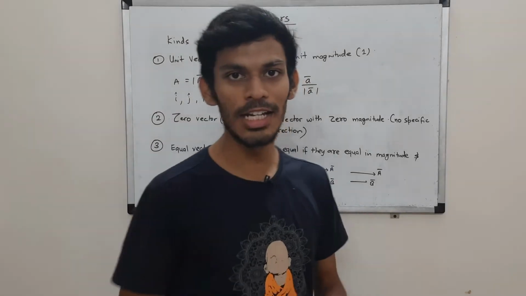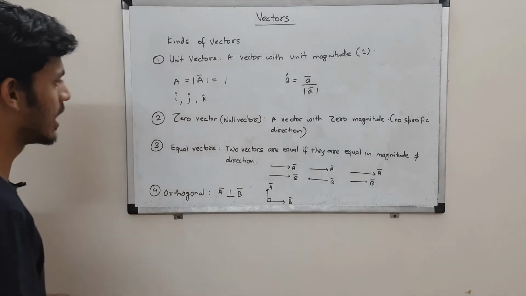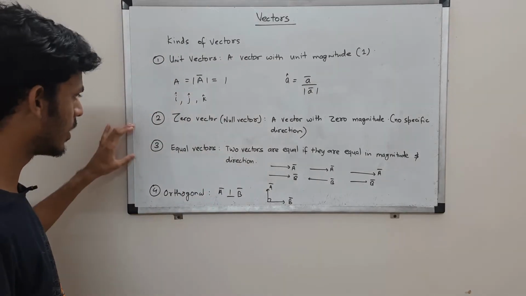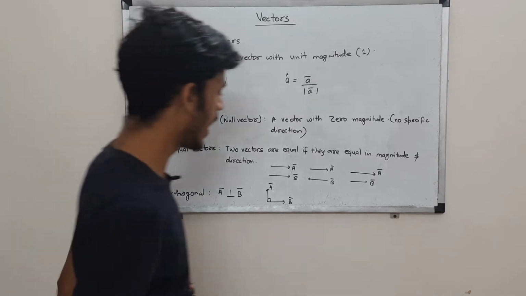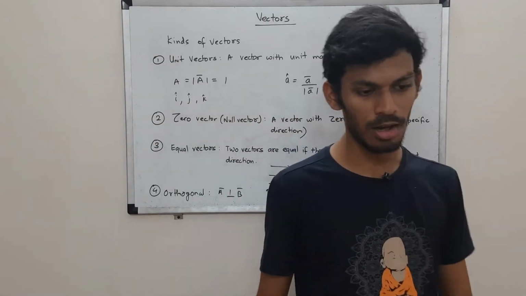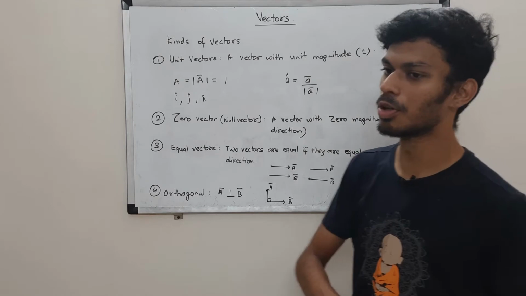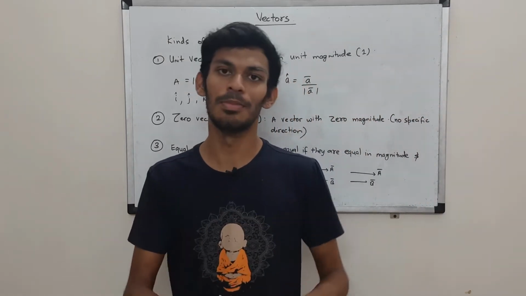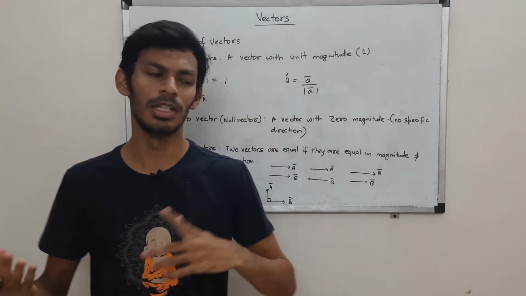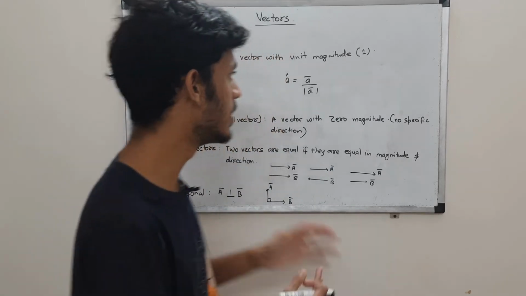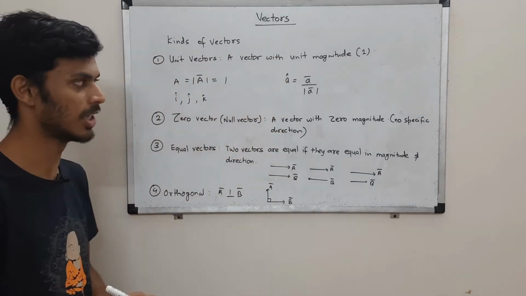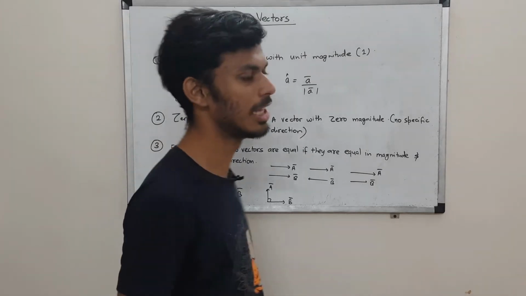Discuss the kinds of vectors. Here the classification is based on the magnitudes, at least for these three. For the fourth one, it is based on the angle between them. In addition to this, in your reference book you'll find a lot of types of vectors like co-initial, co-terminal, coplanar, but those are not really important for you. These few are the important ones, which will come up every now and then in our discussion.